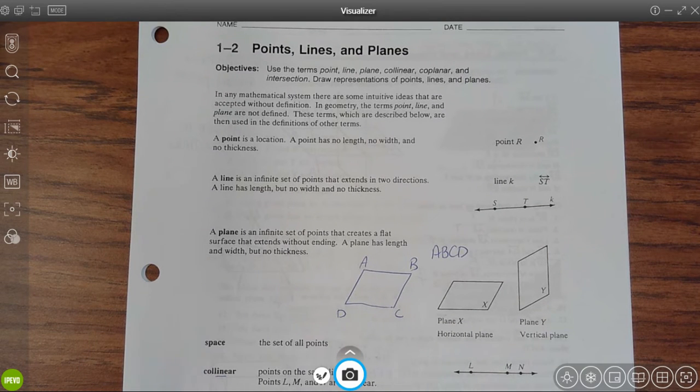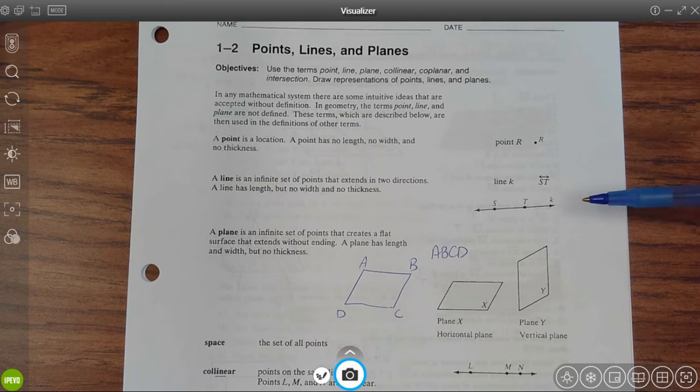If we put together many different points, we can get a line. A line is an infinite set of points that extend in two directions. It has no width or thickness. Remember, this is an infinite set of points, so it does continue in both directions. And there are points to the left of S, points between S and T, and points to the right of T. So S and T are not the only points on this line.